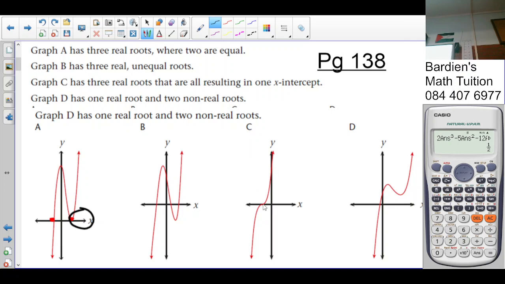Graph C has 3 real roots that are all resulting in x-intercepts. Graph C has 3 real roots. These are 3 real roots. Okay. This has 1 root.